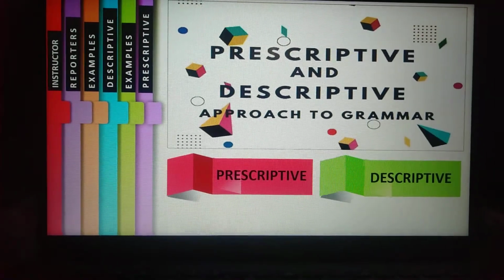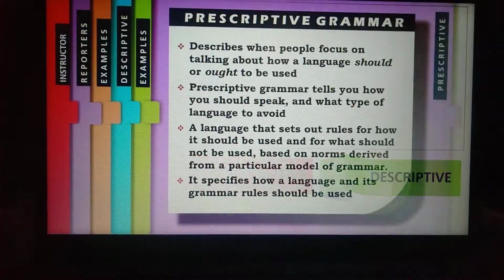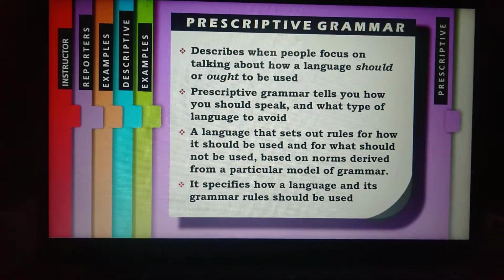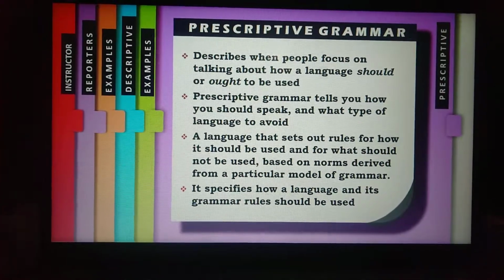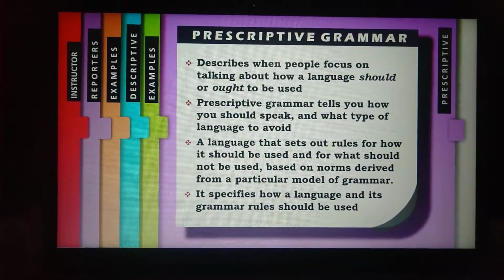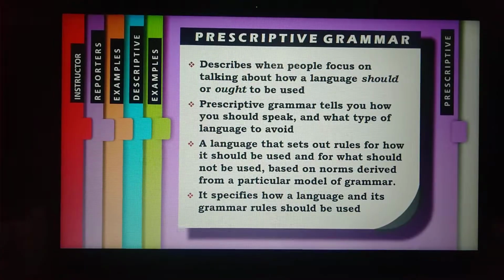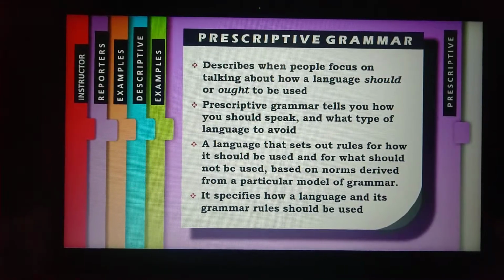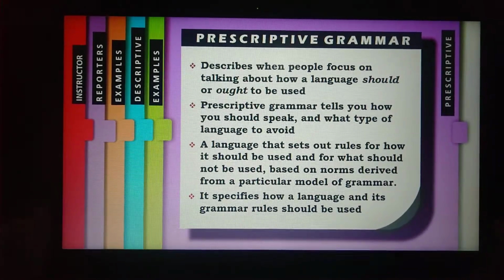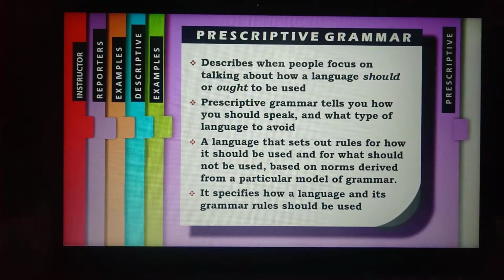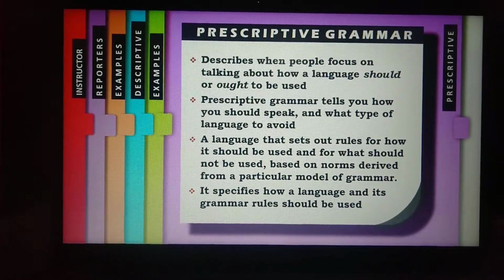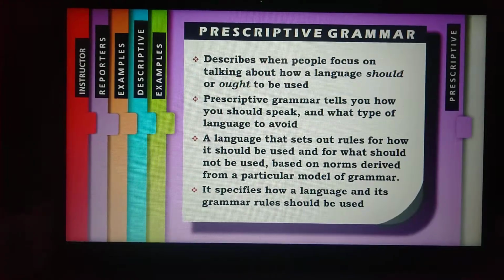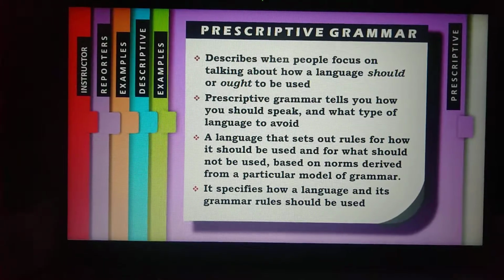Prescriptive and descriptive approach to grammar. Prescriptive grammar describes when people focus on talking about how a language should or ought to be used. Prescriptive grammar tells you how you should speak and what type of language to avoid. It sets out rules for how a language should be used and for what should not be used, based on norms derived from a particular model of grammar. It specifies how a language and its grammar rules should be used.